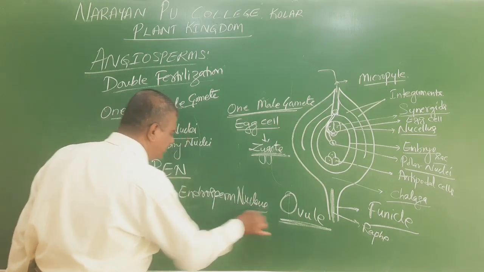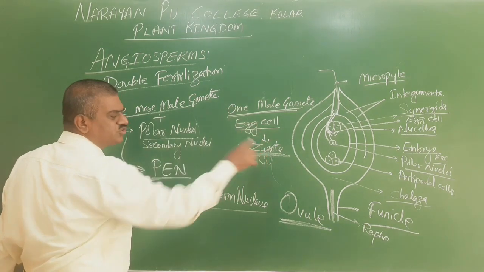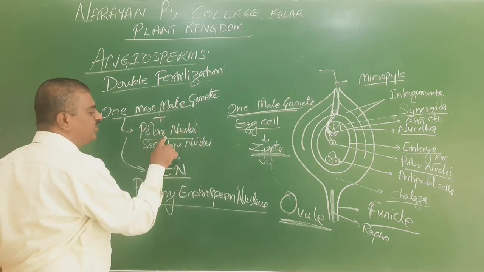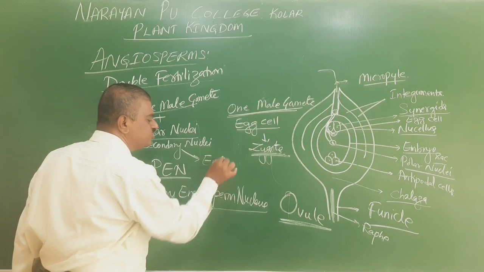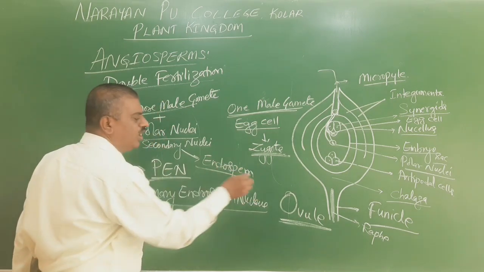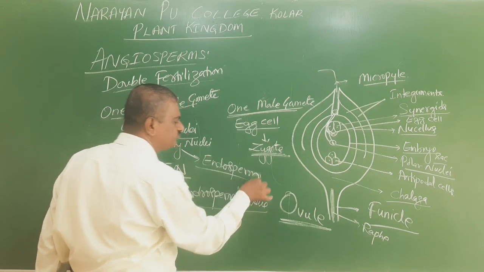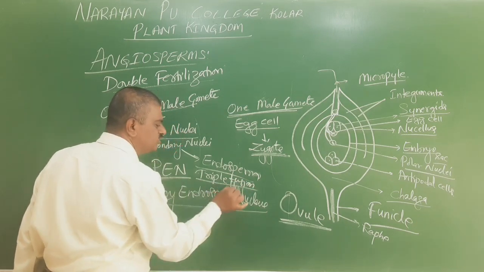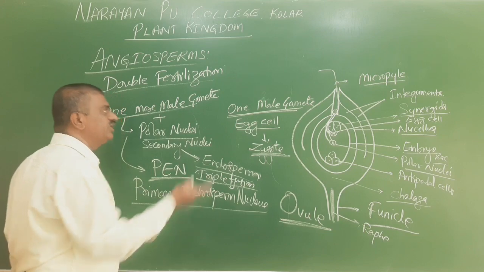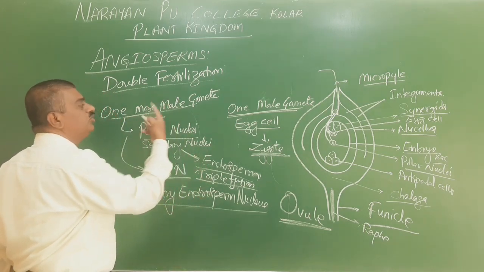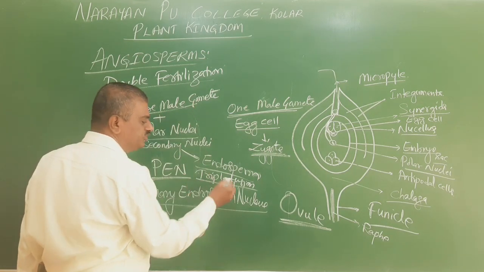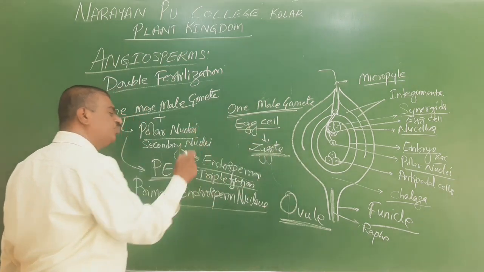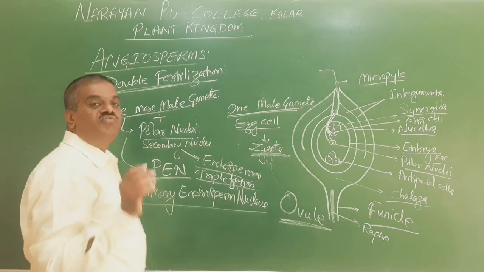So I am repeating this. One male gamete fuses with the egg to form the zygote. This is one fertilization. One more male gamete fuses with the secondary nucleus to form the endosperm. This is also called triple fusion, because the secondary nucleus already has two nuclei and one more male gamete fuses with them, giving three fusions. So it is called triple fusion.